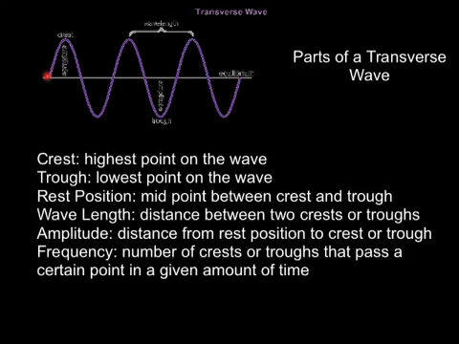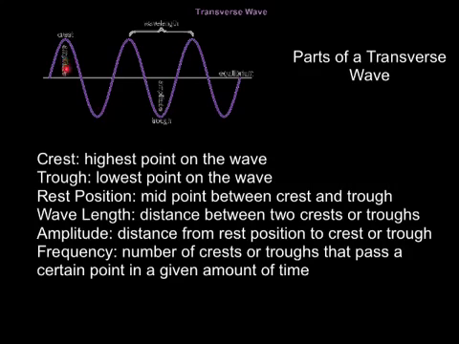Of course, the wavelength is the distance between one crest and the next crest. That's the wavelength. Or from one trough to the very next trough will be the same distance. The amplitude of the wave is the distance from the rest position to the bottom of the trough, or from the rest position to the top of the crest. The greater the amplitude, the more energy the wave has. So amplitude deals with the amount of energy that's carried by the wave.